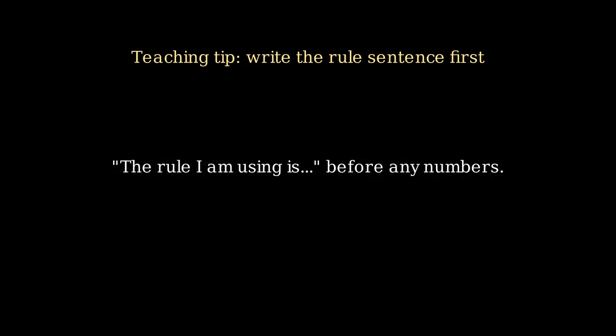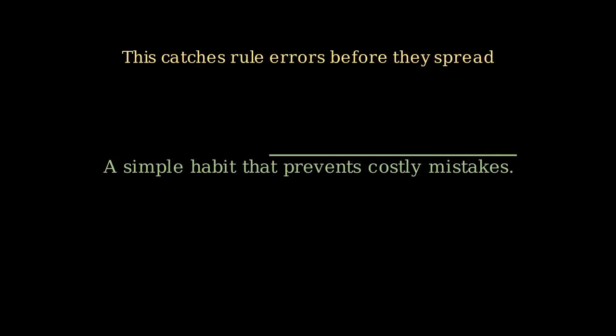Make it a habit in every topic for every single problem to write the rule as a full sentence as the very first line of your working before you substitute a single number. Do this consistently, and you build in a checkpoint that catches rule selection errors before they can quietly corrupt the rest of your calculation.